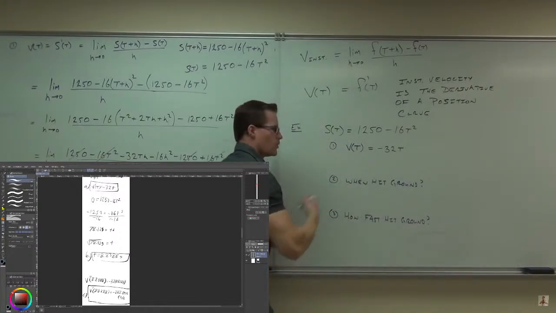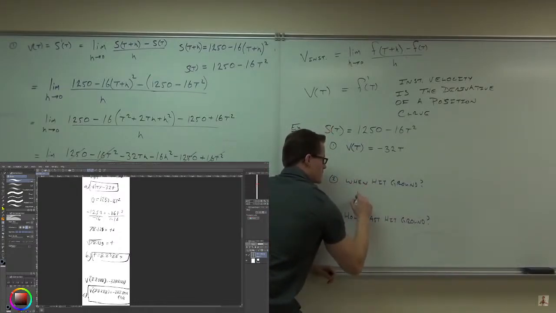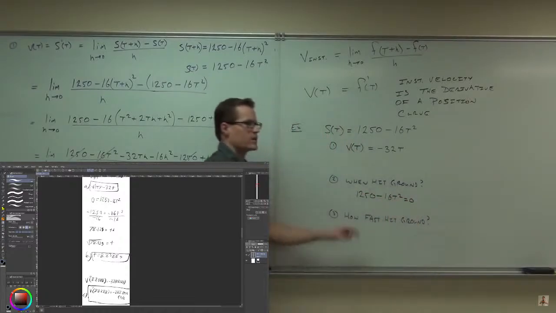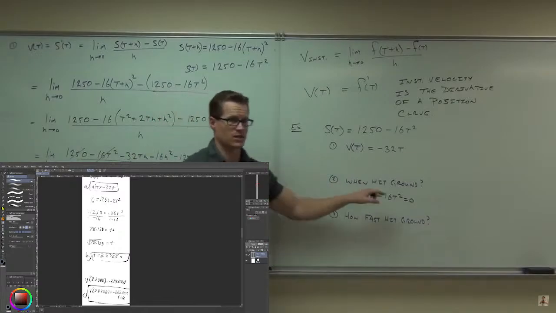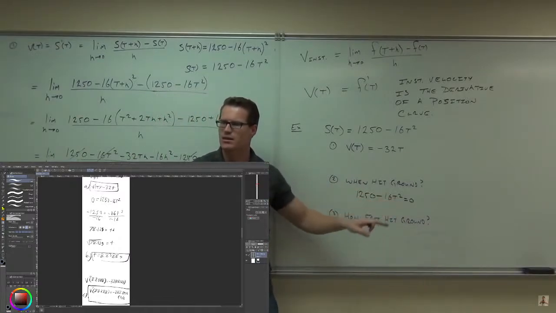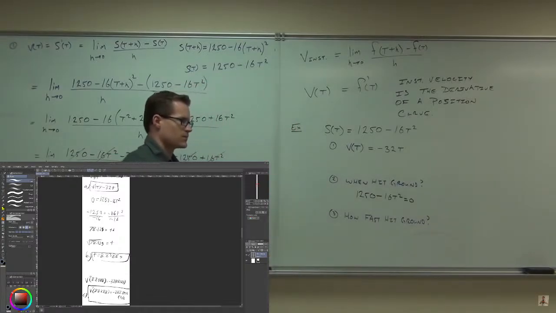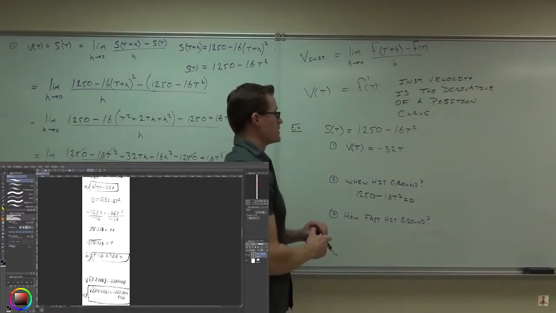You want to find out, well, when's it going to hit the ground? When does 1250 minus 16t squared equal 0? When's the height equal 0? That's what you're asking here. Do you see that that's the height, right? When's the height equal 0? Find that one out. Oh, come on. You got this. Solve for t. Solve for t.